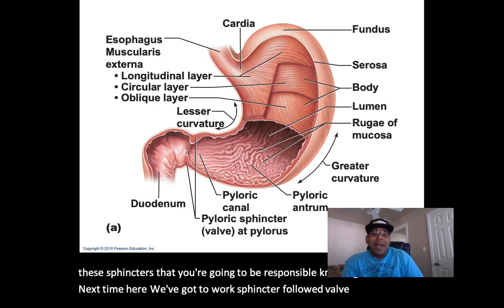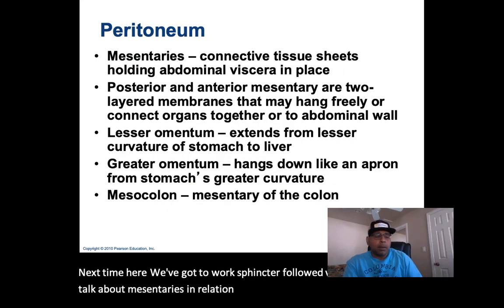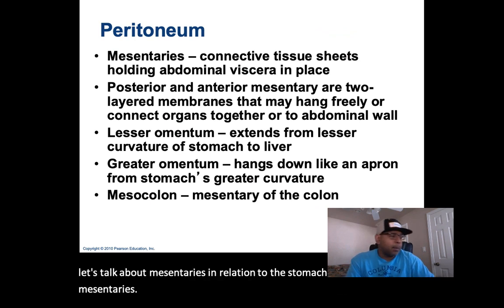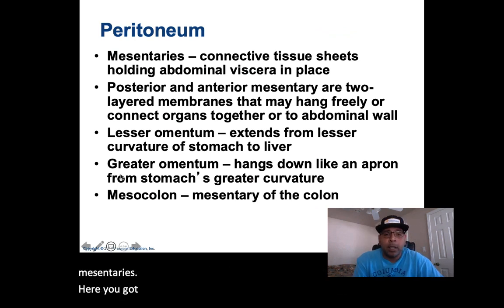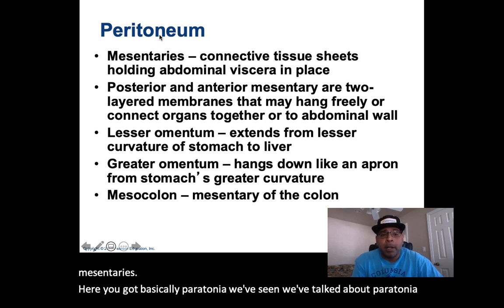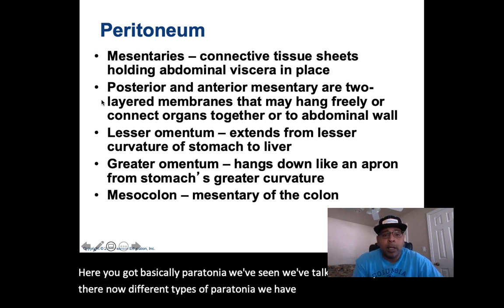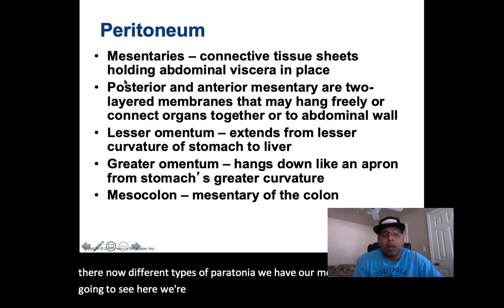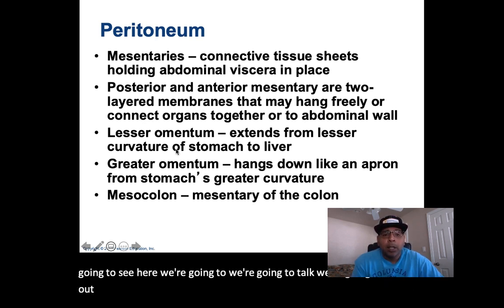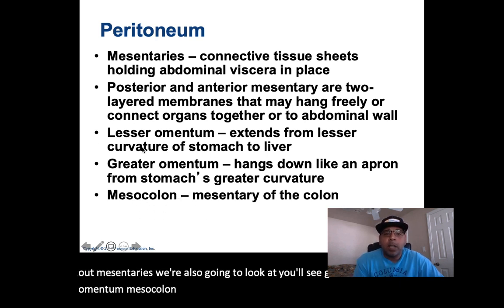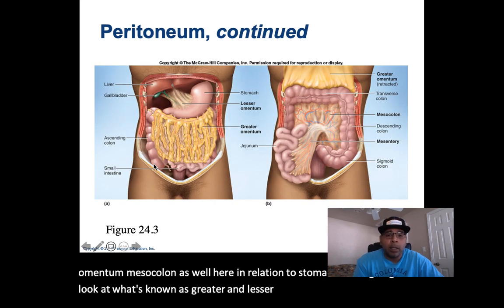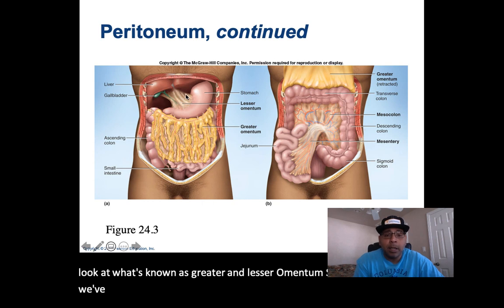So now let's talk about mesenteries in relation to the stomach. Here you've got basically peritonia. We've talked about peritonia there. Now, the different types of peritonia we have are mesenteries. We're also going to look at greater and lesser omenta, mesocolon as well. So here in relation to the stomach, we're going to look at what's known as greater and lesser omenta. Here we can see we've got lesser omenta, and then here we can appreciate greater omenta.